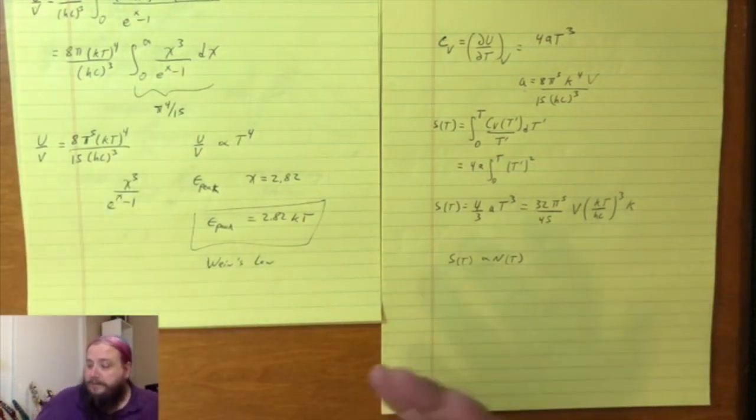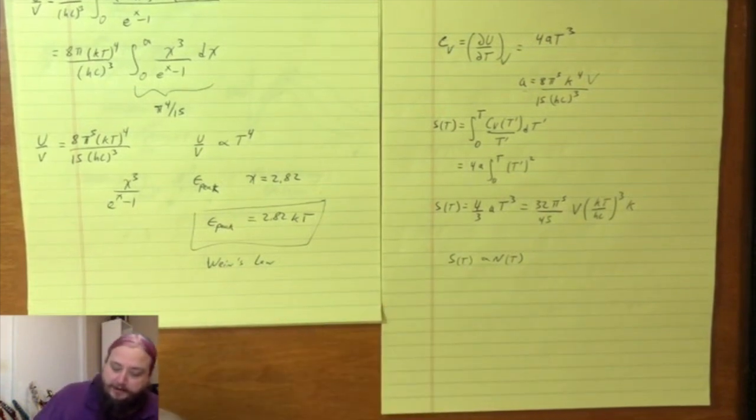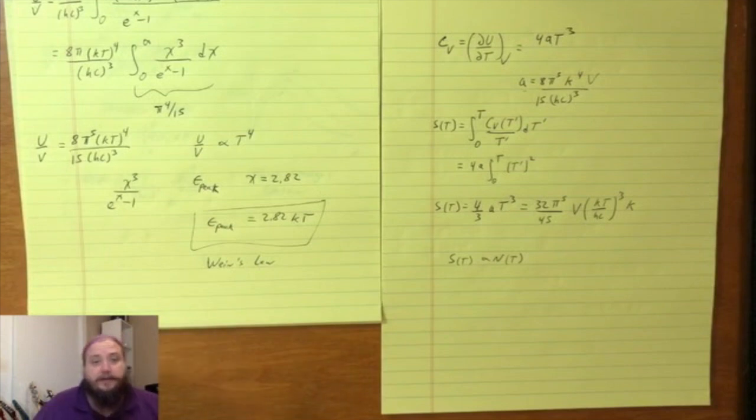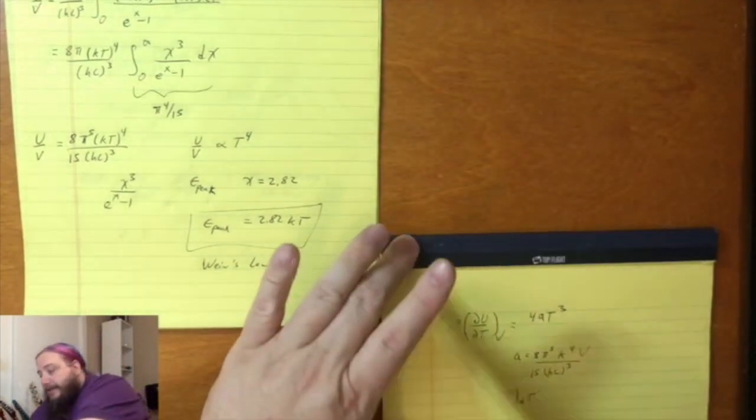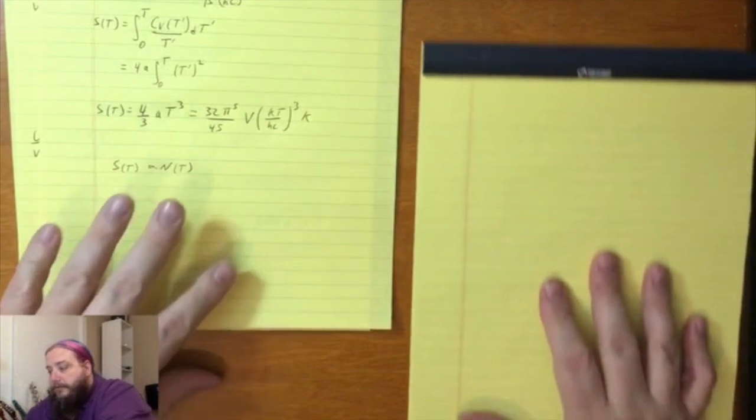So the Planck spectrum describes the radiation field, the electromagnetic radiation field inside our hot object, inside our oven. But what about outside of our hot object? How does this radiation then interact with the rest of the universe?